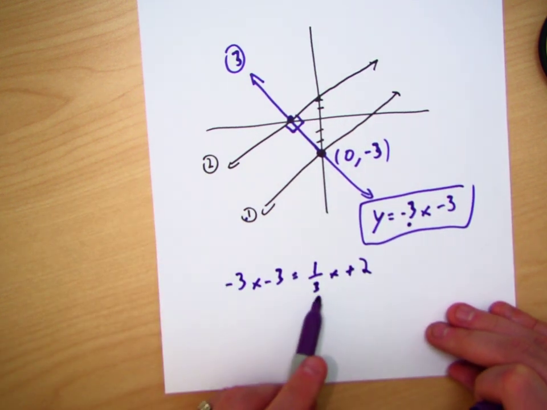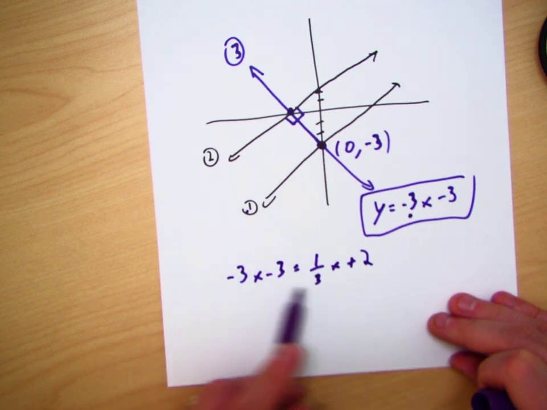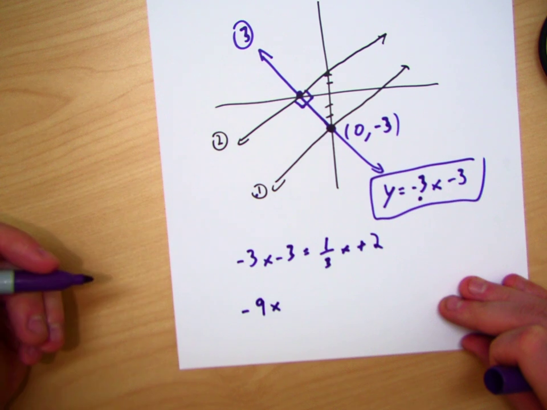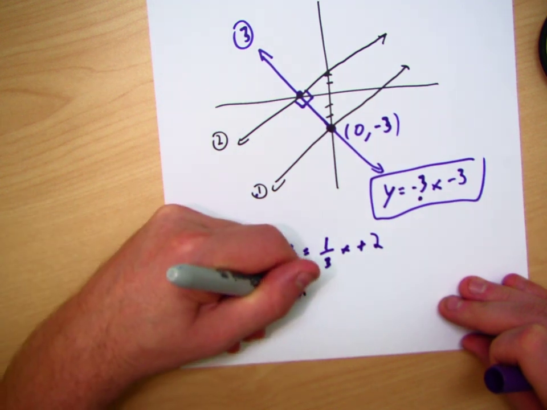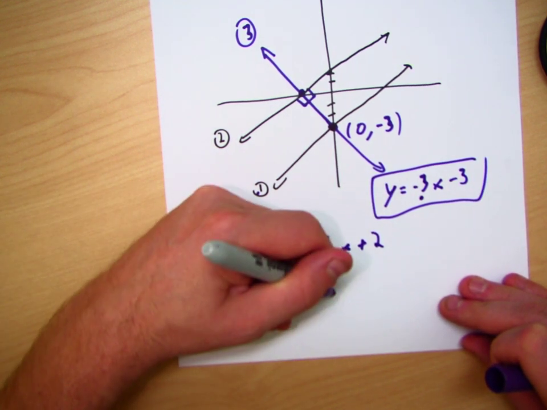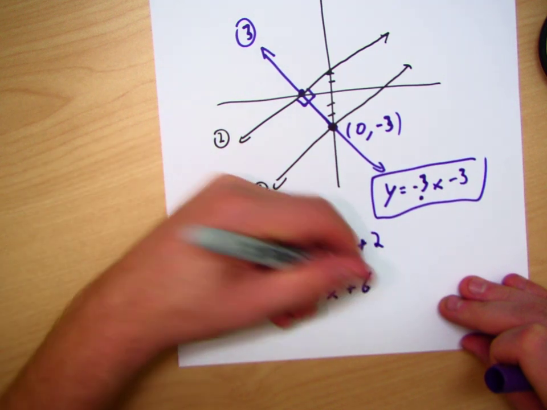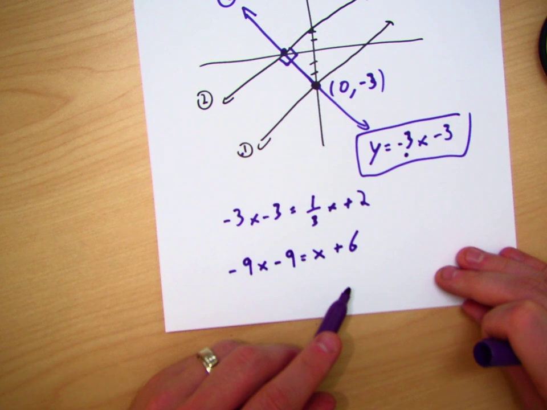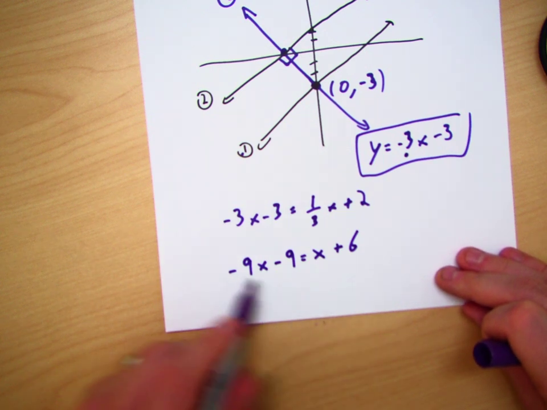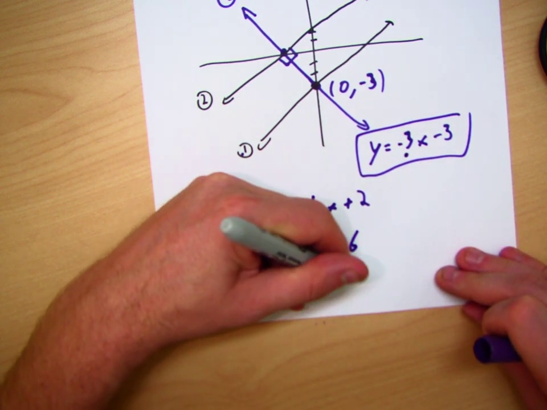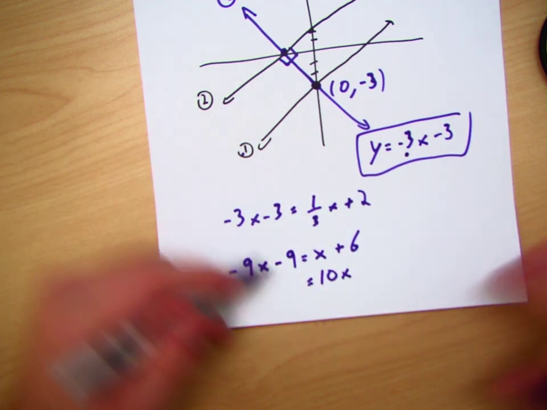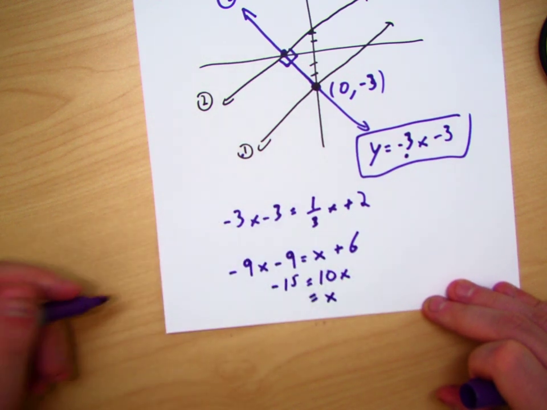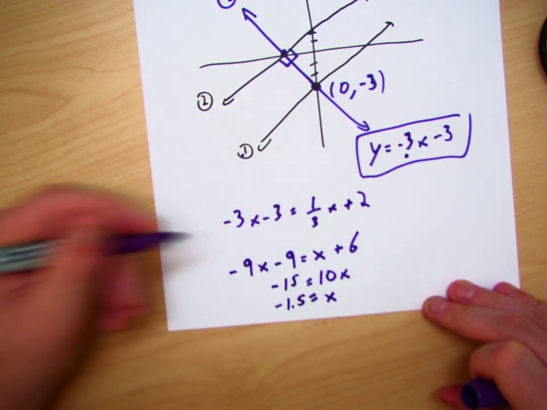Now, you may notice there's a 3 in the denominator. I don't like that, so I'm going to multiply everything by 3, in which case I'm going to get negative 9x minus 9. This will be equal to x plus 6. Now, when I move this around, I get 10x on one side, and here I'm going to get negative 15, in which case x will equal negative 1.5.